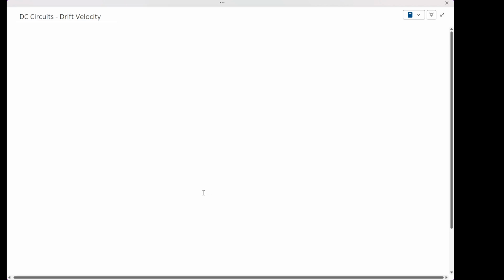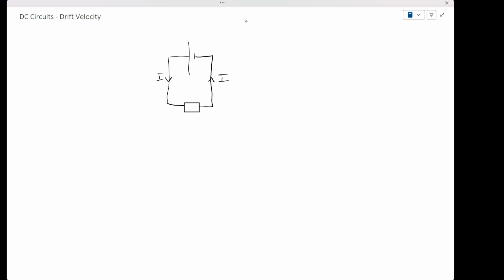Okay, in this short video we're going to be looking at drift velocity. Let's start with what it means. Imagine I have a very simple circuit. I've got a cell, I've got a resistor, and I have current I flowing around my circuit.